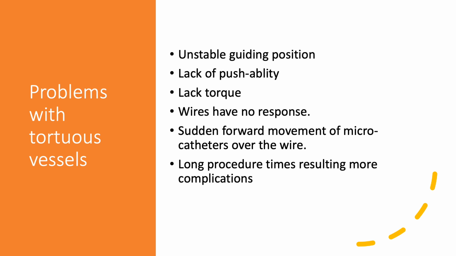So what are the problems that are associated with a tortuous vessel? One, you will find it very difficult to actually take up your guiding sheath or your guiding catheter. Whenever you push a catheter or a wire or a device, you find they don't push, they tend to buckle inside the curve. The more the loops, the less the torquability of your wires, and thus wires may have no response, and then a sudden movement of the microcatheter over the wire.